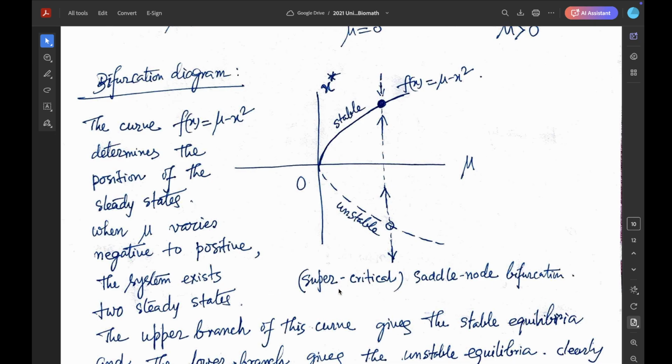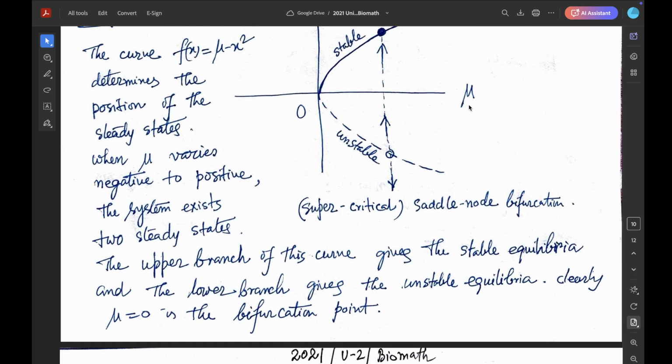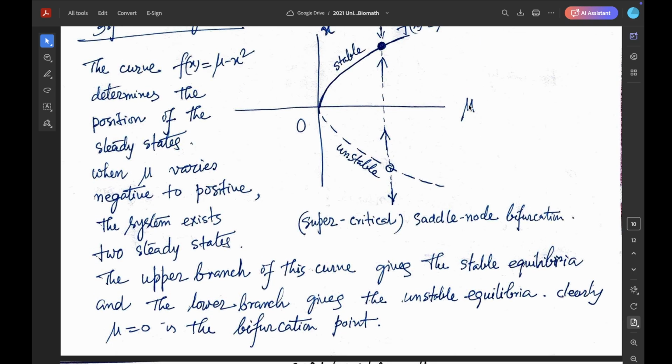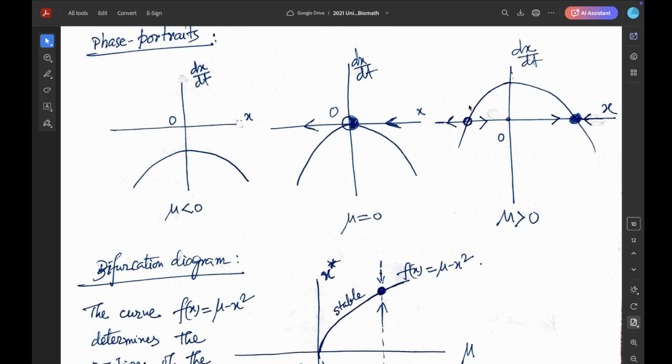And we can get another case when f of x equal to mu plus x square, then we get the subcritical saddle node bifurcation. The graph is this, in the negative part of this, the subcritical saddle node bifurcation for f of x equal to mu plus x square. So this is the bifurcation diagram.